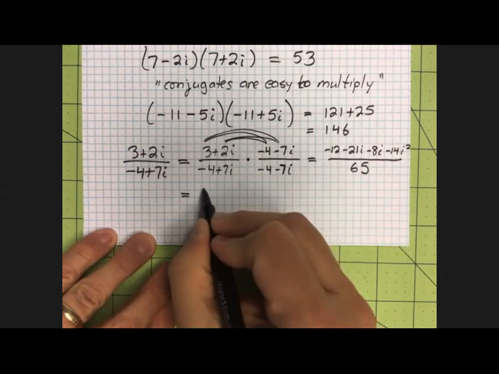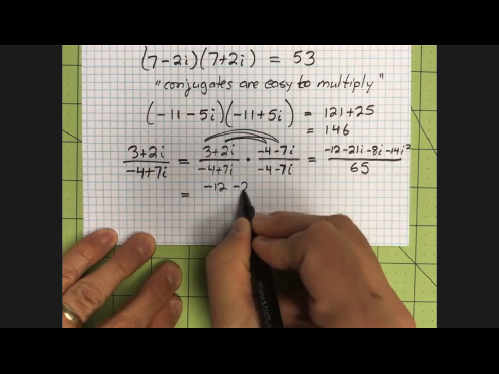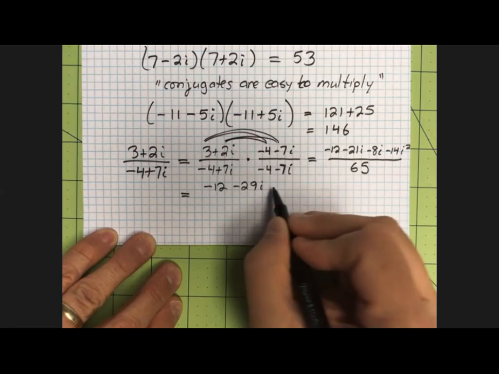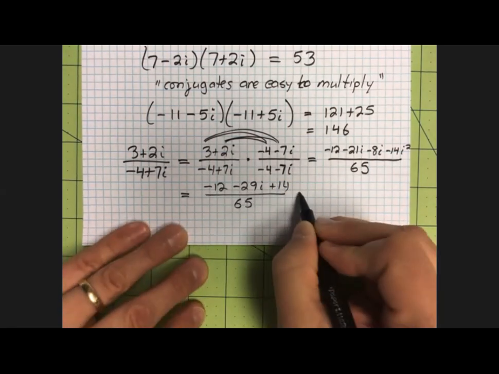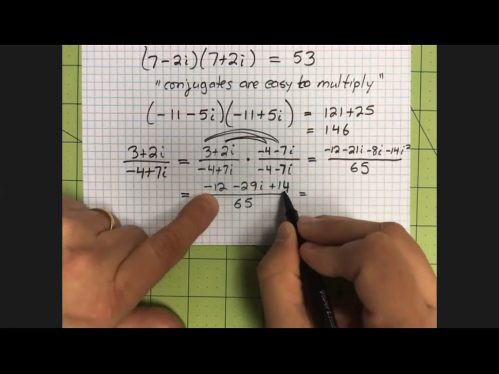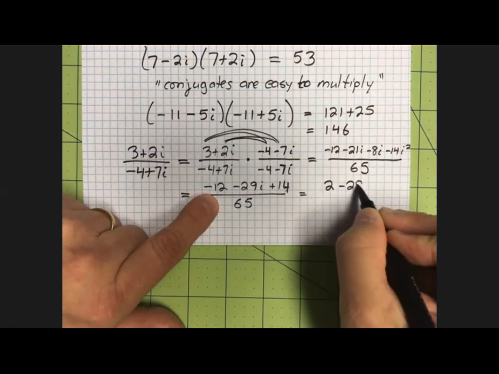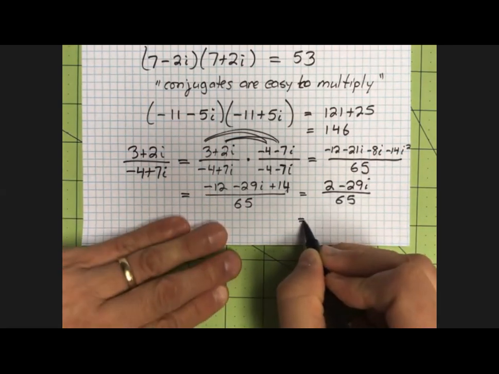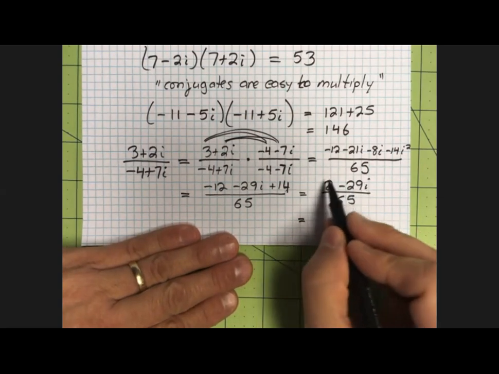So what do I have on the top? Negative 12 minus 21i minus 8i is minus 29i. But here's the negative 14 times the negative 1. That's plus 14, over 65. Now, I'm not done yet. I have to combine like terms. Negative 12 plus 14 is 2. Minus 29i over 65. I'm still not done yet because I cannot write it as this jumbled mess.